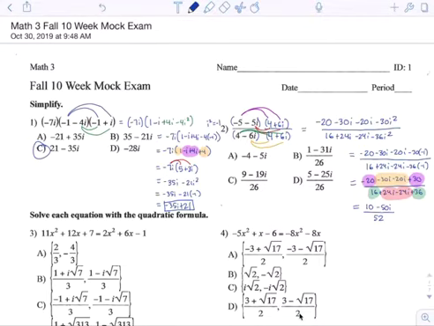Lastly, I see that 10, negative 50, and 52 can all be divisible by 2. So we're going to divide top and bottom by 2. 10 divided by 2 is 5, negative 50 divided by 2 is negative 25i, and 52 divided by 2 is 26. So there's your final answer for that one, and it looks like that one's D.